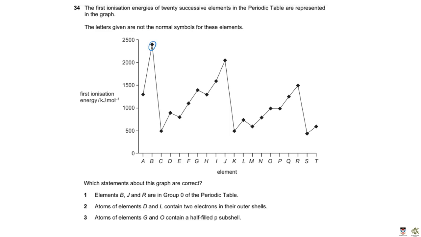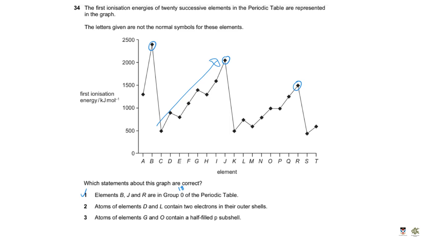So we're looking at B, J, and R. Group 0 is also known as group 8 or group 18, and we know those are the noble gases. As we go up each period, they've got the highest ionization energies as a result of the increase in the nuclear charge. So that is correct, option 1.